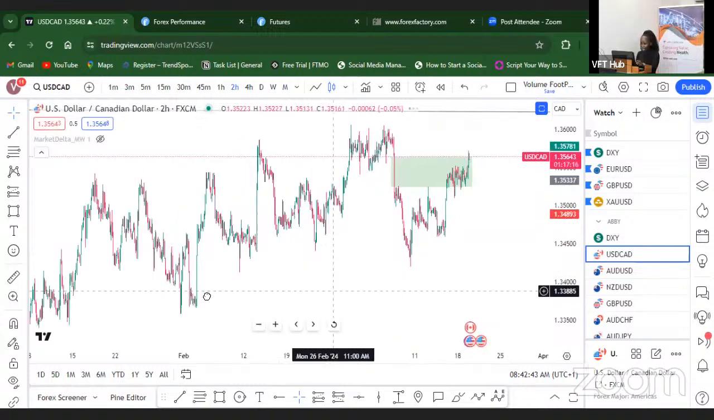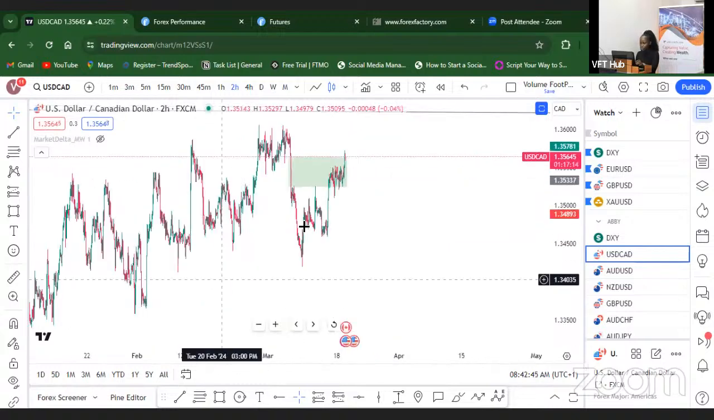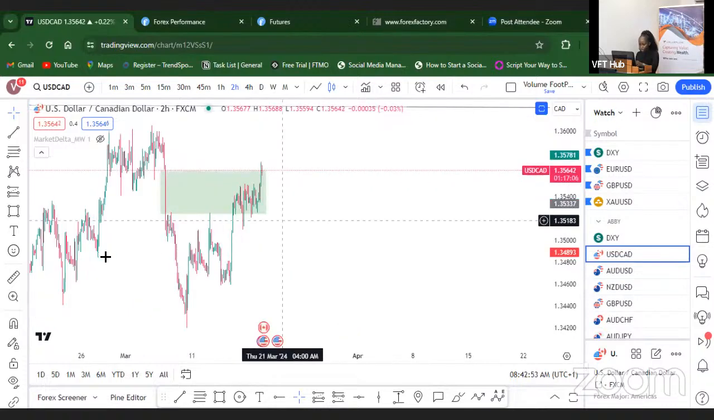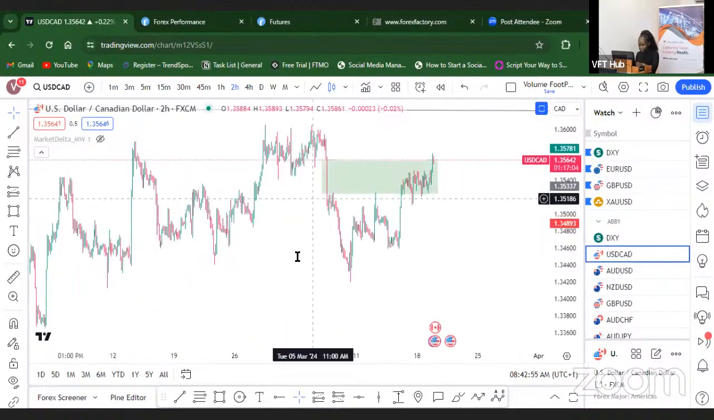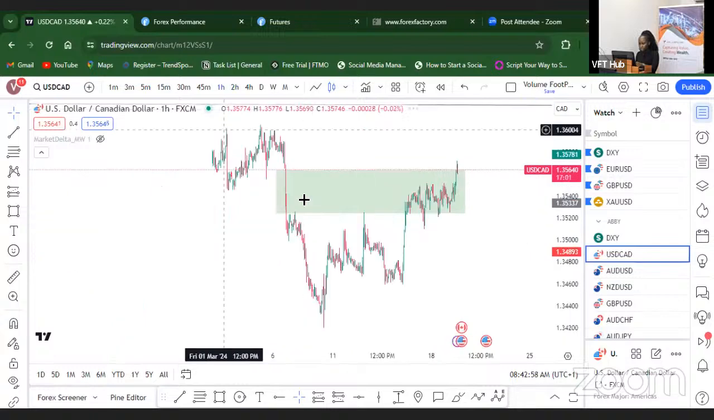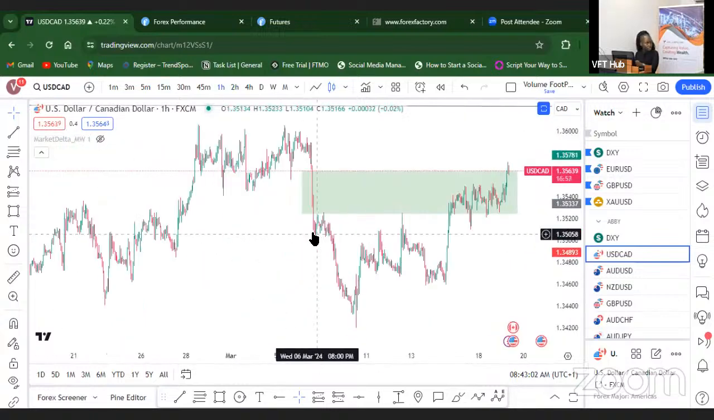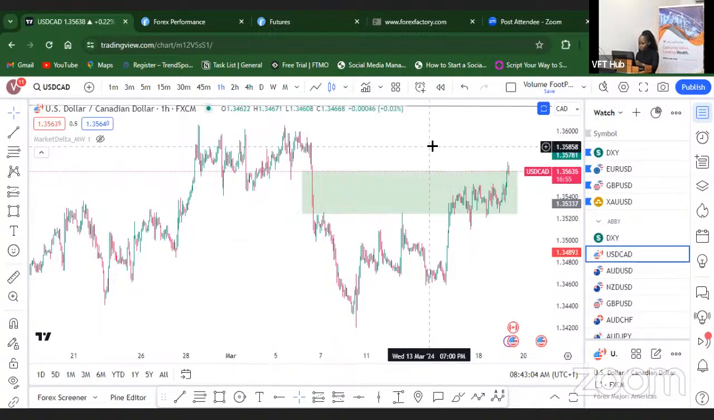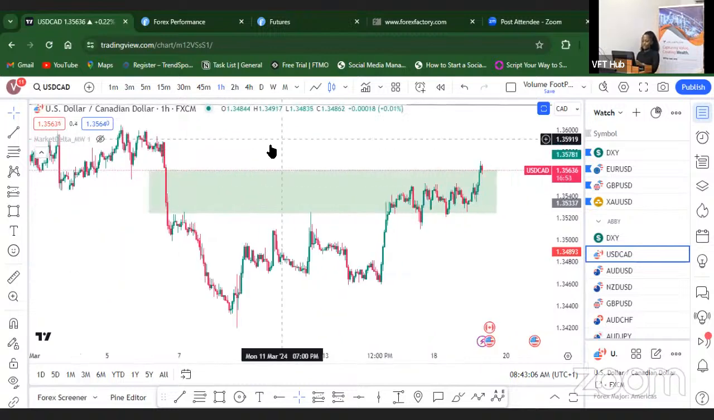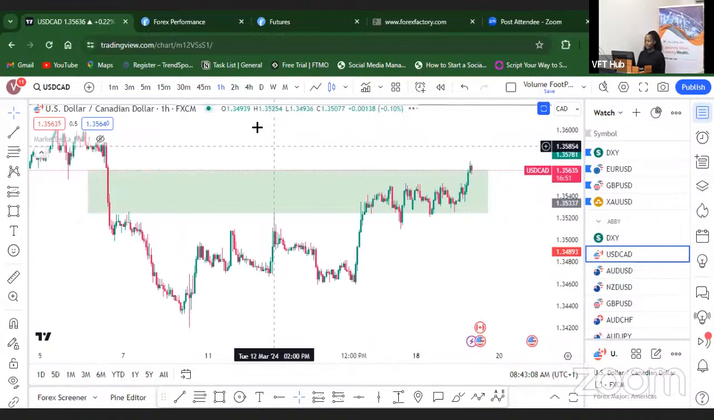So let's see if we're going to see some sort of entry for this pair. Are we seeing some sort of entry here? Not really. So there's not much of an entry here for USD CAD at the moment, so you can keep watching it to see what price does.